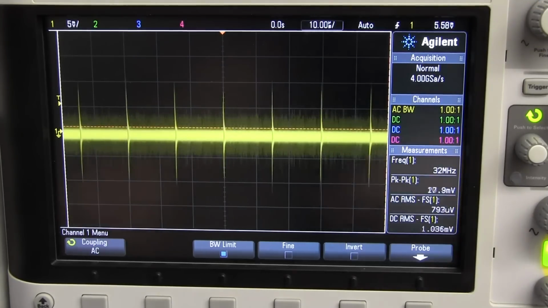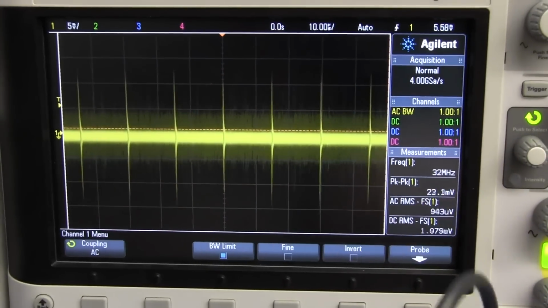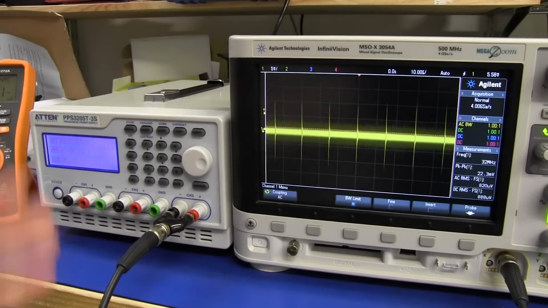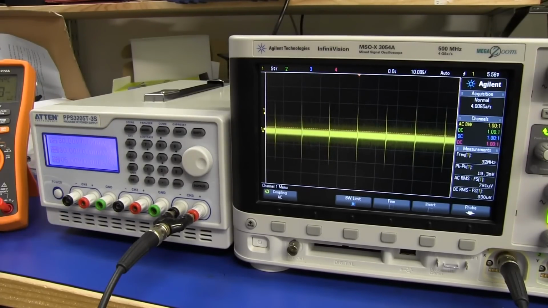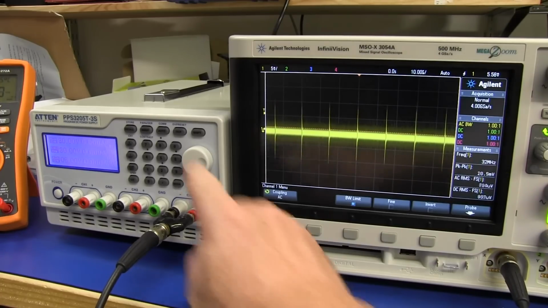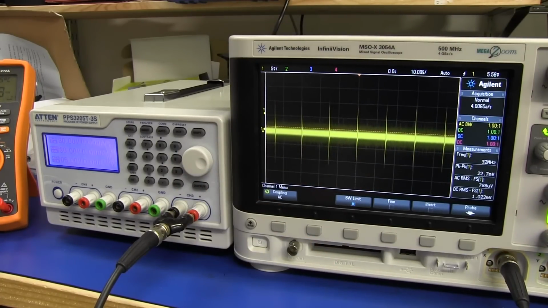And if you weren't careful, if you just hooked this up and you didn't know what you were doing, you might think, well, this is coming out of this power supply, and this is a bad power supply. Look at this switching, it's horrible. But is it coming from this power supply? You may guess the answer. No, it's not. And let's find out why.